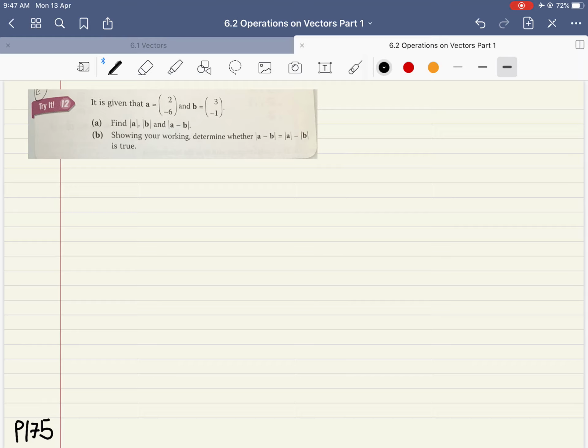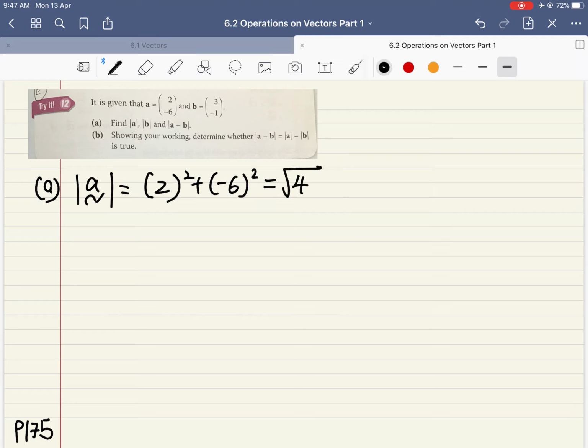Try it 12 can now be found on page 175. I will just very quickly do this. I'll just show you one, then you can go and try it out. If not, the video becomes too long. I will find the modulus, or the magnitude, of vector A. Magnitude of vector A is square root of 2 square plus negative 6 square. So the magnitude of vector A is square root of 40.